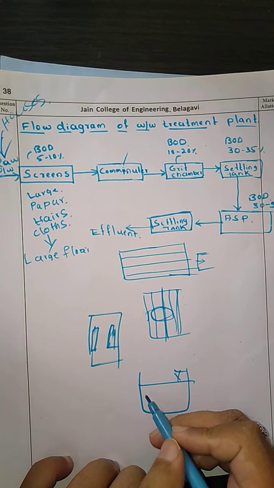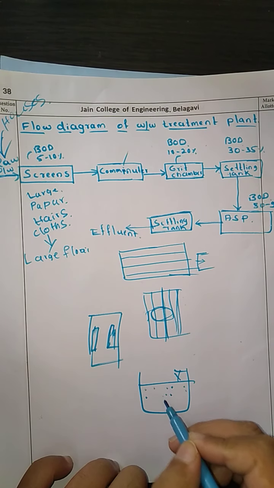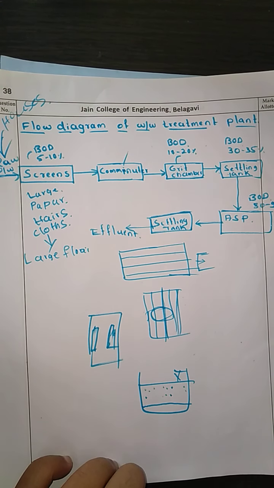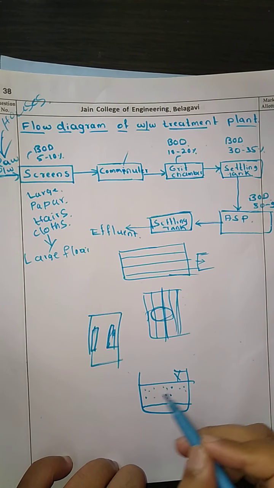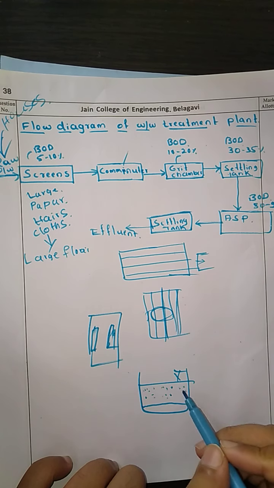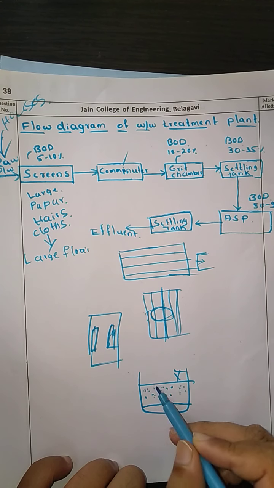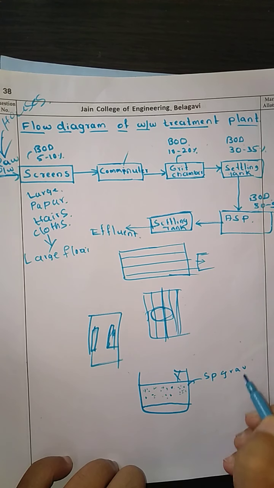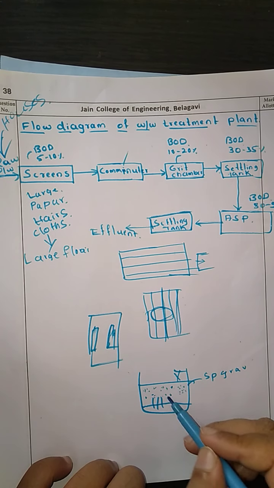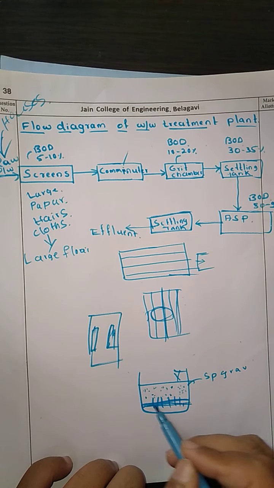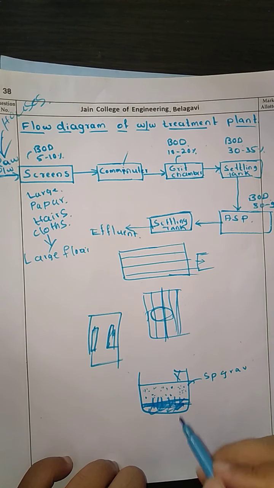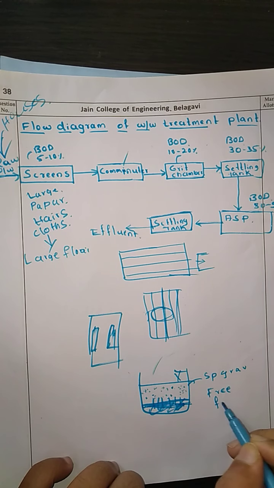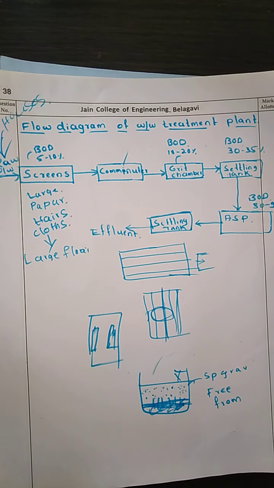During that time, the suspended and settleable particles in the water get enough time. Since all these particles have their own weight due to their specific gravity, they settle down at the bottom, and hence the supernatant water will be free from the suspended solids present in the water.